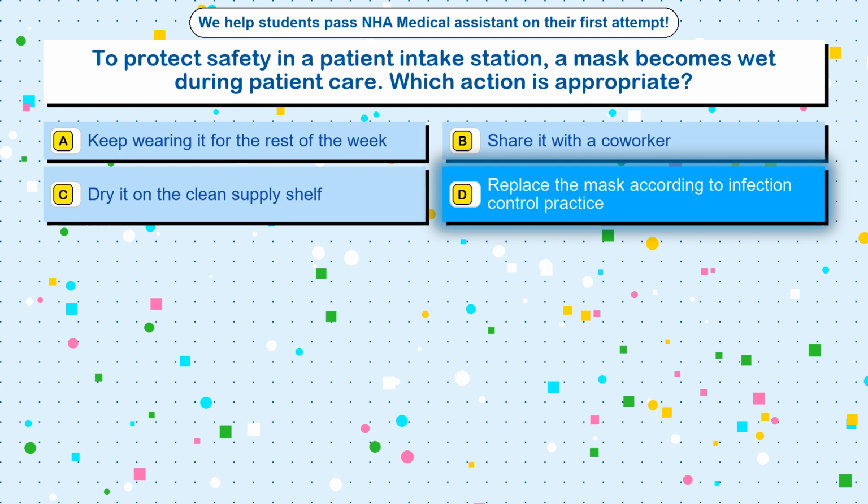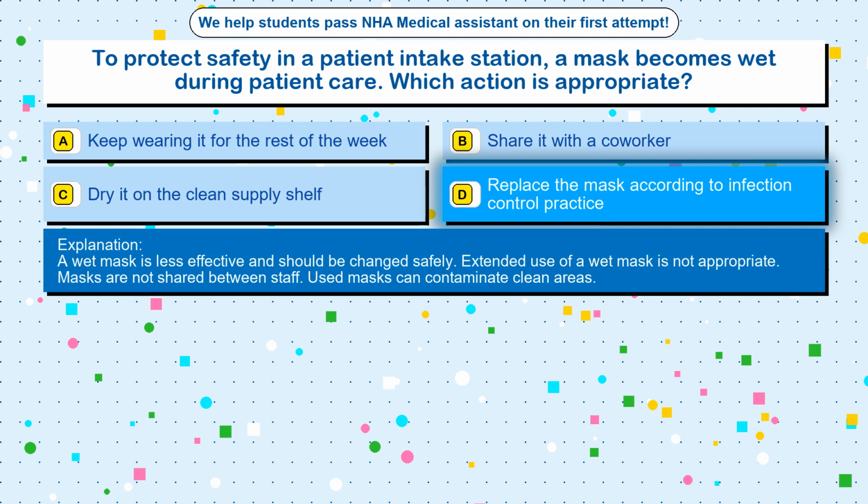Replace the mask according to infection control practice. A wet mask is less effective and should be changed safely. Extended use of a wet mask is not appropriate. Masks are not shared between staff. Used masks can contaminate clean areas.